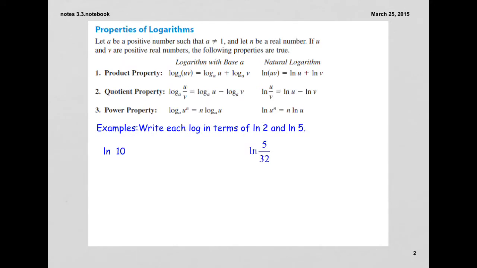Next, we're going to look at properties of logarithms. We have the product property, the quotient property, and the power property. Pause now to copy those down. Then we're going to go over two examples on how to use them.